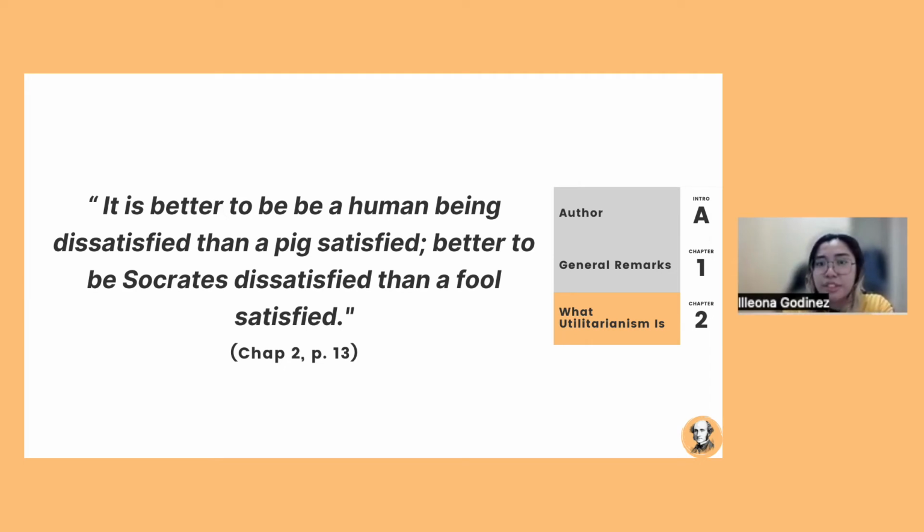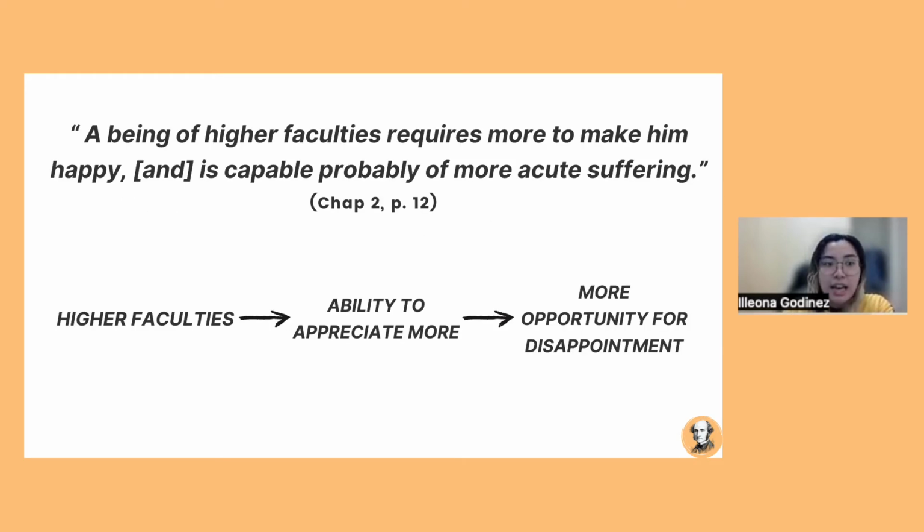However, Mill recognizes that there are people who would still choose lower or animalistic pleasure over intellectual pleasure. According to Mill, this is mainly because of the absence of their experience of the higher type of pleasure, or the absence of the higher faculty to experience higher kinds of pleasure. With this, Mill also stated that a being of higher faculties requires more to make him happy and is capable probably of more acute suffering.